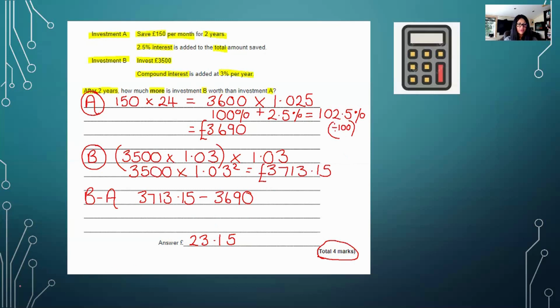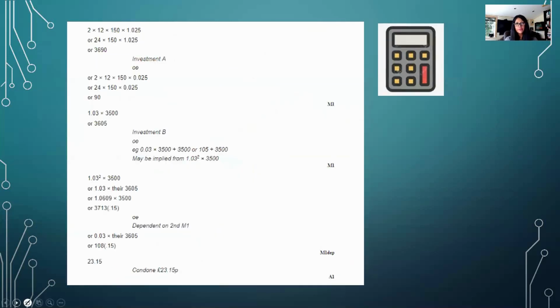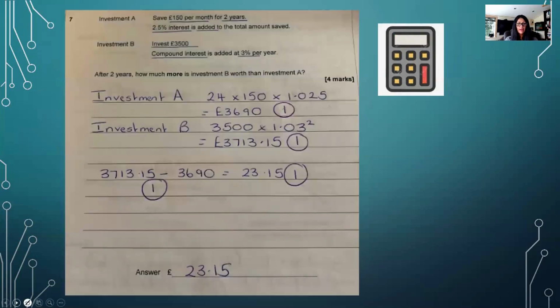Okay, so that is the first question. And here is the mark scheme, so you can look through that yourself and you can see where the examiner would allocate the marks. I did one earlier and I've also put the marks on for you so you can see where you get your 4 marks for that question.